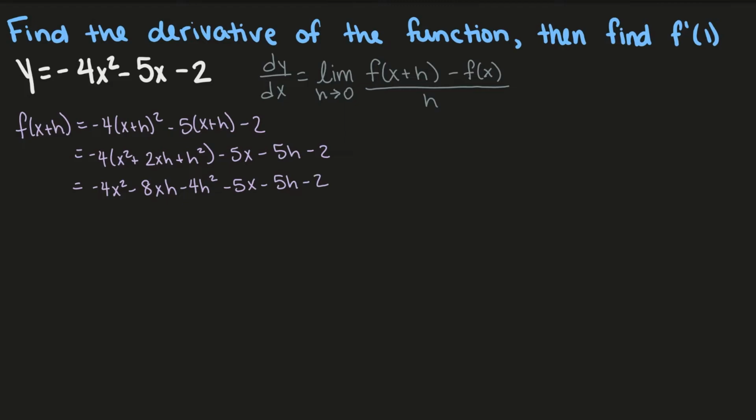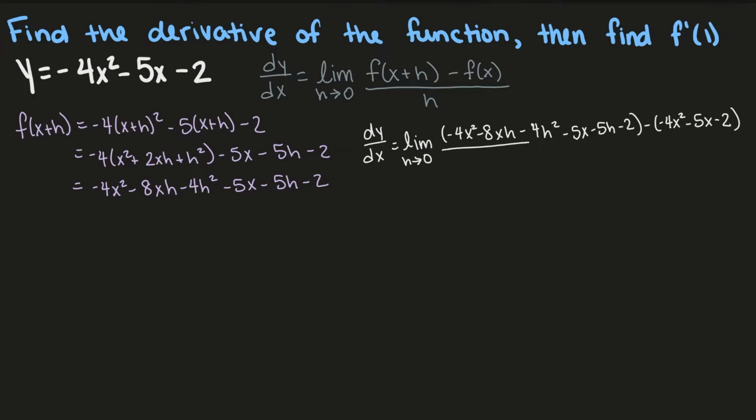So now we have our value for f of x plus h, and we can plug that into our derivative. dy dx is equal to the limit as h goes to 0 of f of x plus h, which is negative 4x squared minus 8xh minus 4h squared minus 5x minus 5h minus 2 minus our f of x, which is negative 4x squared minus 5x minus 2, all over h.